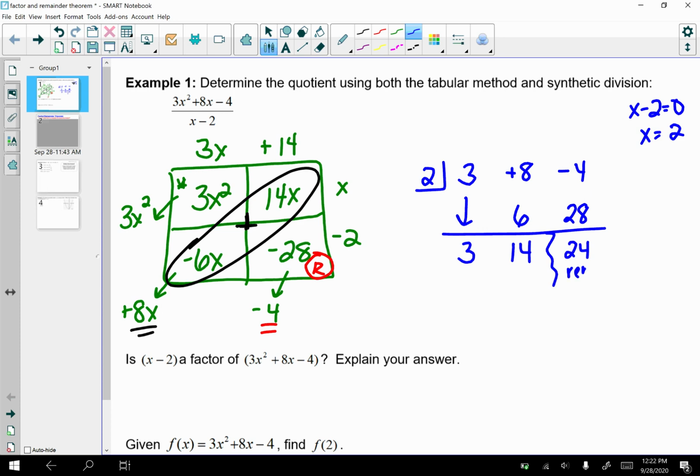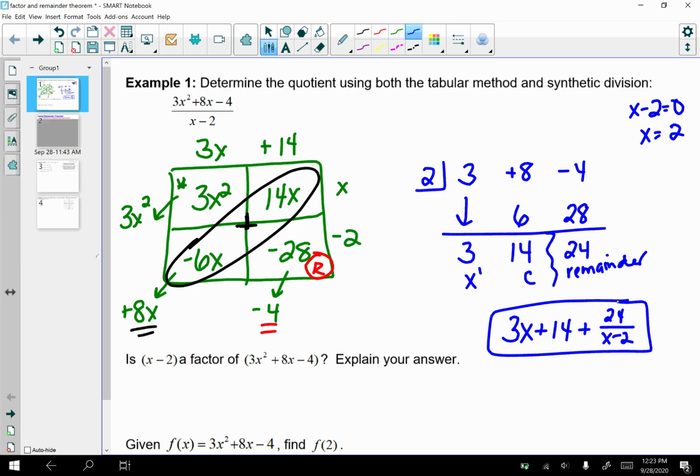Remember that this is my remainder. Constant, x to the first. So my answer is 3x plus 14 plus my remainder of 24 over my divisor of x minus 2. So let's go back over to the tabular method.